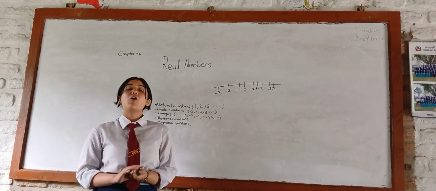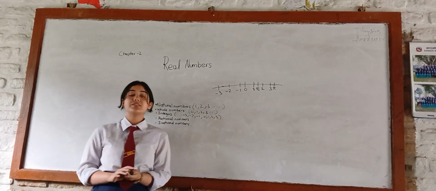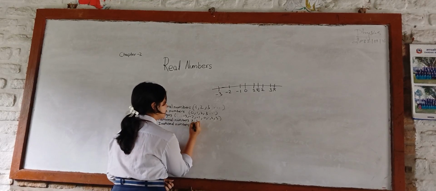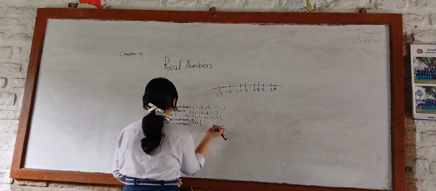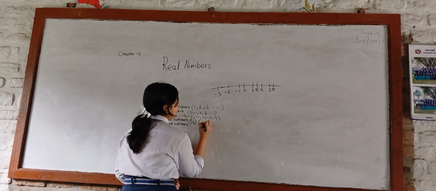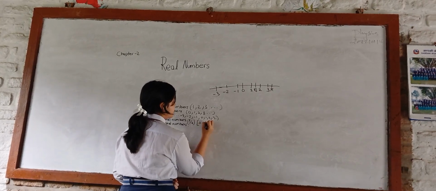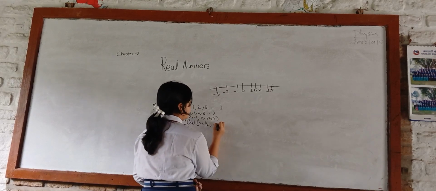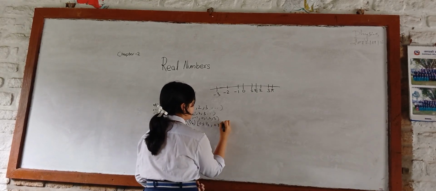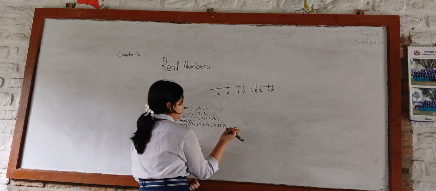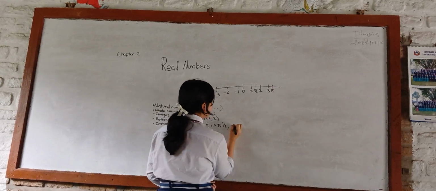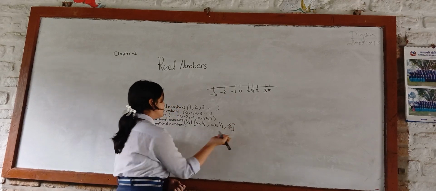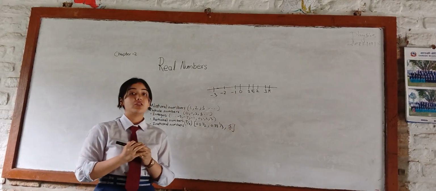Rational numbers are all those numbers that can be expressed in the form of a fraction, that is p by q. So some basic examples of rational numbers can be 0.5, which can be written as 1 by 2, and 0.33, which can be written as 1 by 3, and minus 5, which can also be written as minus 5 by 1. So these all fall under rational numbers.